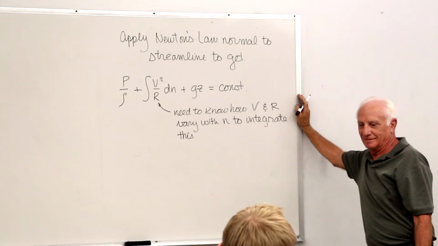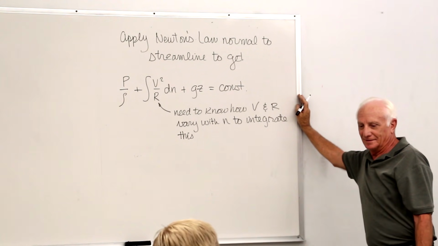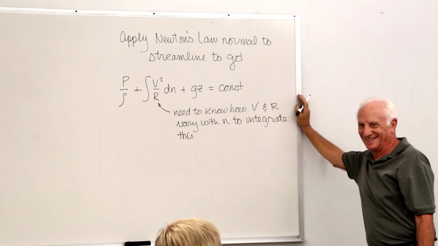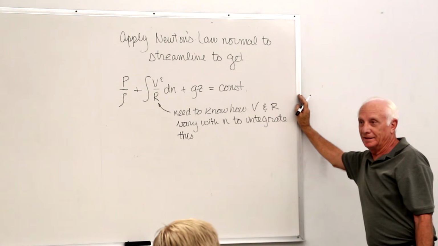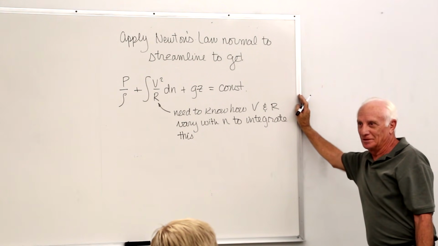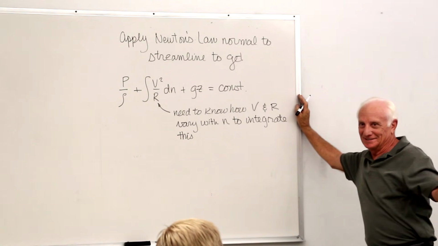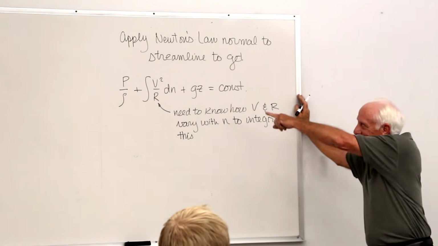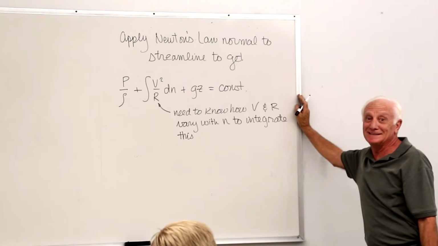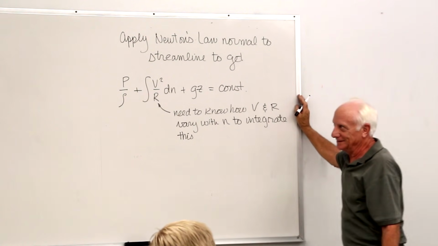Horizontal slope. What's R? Infinity. What's 1 over infinity? 0. If it's horizontal lines, that term drops out. That's the easy case.